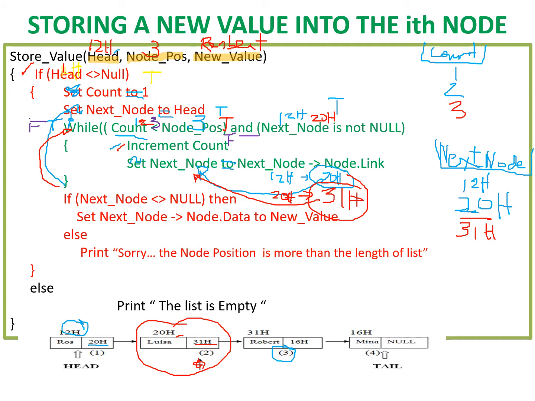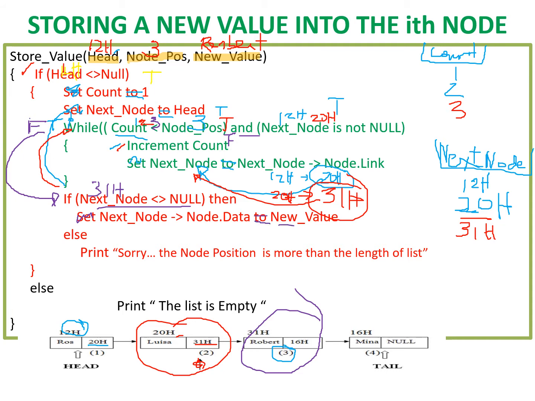So kung false na yung while, what we're gonna do is go to the next statement, that is if. Okay? We're going to check yung desired position ba ay sakto dun sa ating length of the list. So next node is 31H. Okay? Is 31H not null? 31H not null, so true. So if that is true, then we have to set next node referencing to node.data to new value.